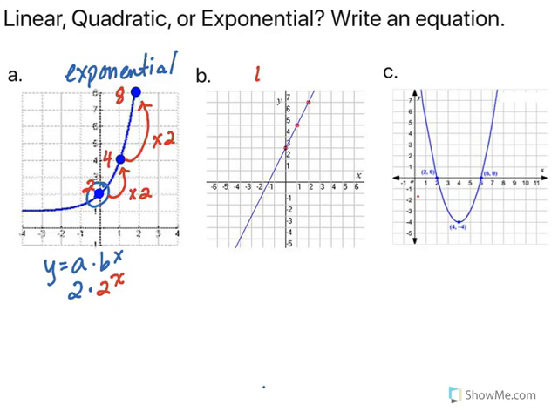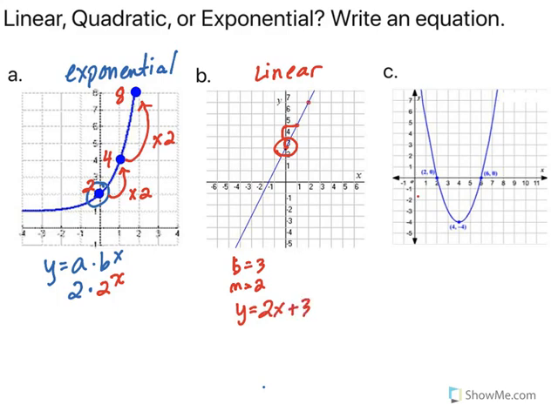When I look at my second graph, I can tell that that's linear because it's a line. I find my y-intercept, which is 3. I find my slope, which in this case is 2 as I go up 2 and over 1 to get to my next point. And my equation here would be y equals 2x plus 3 when we write it in mx plus b form.